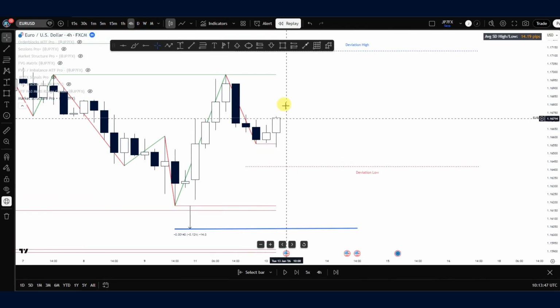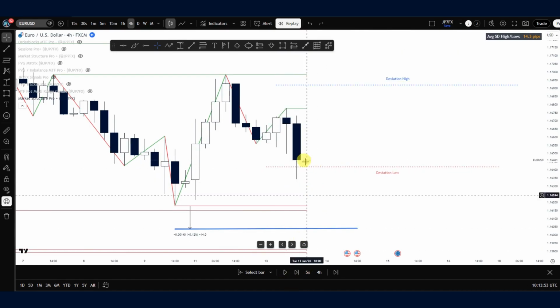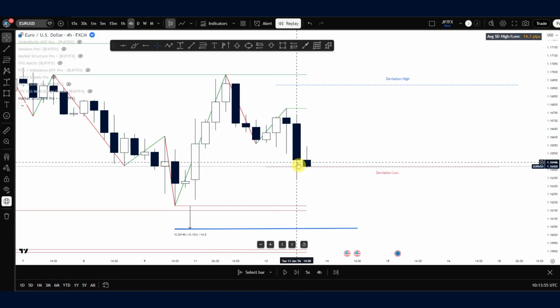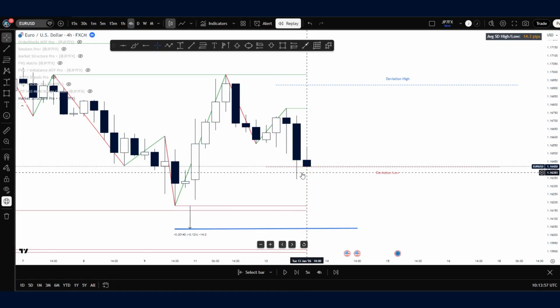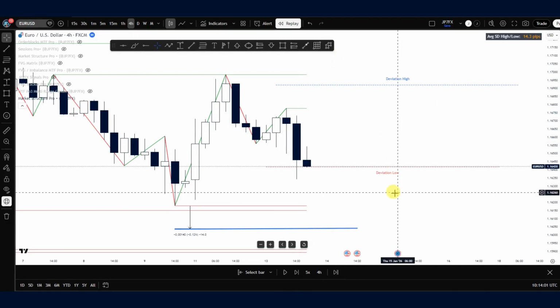So I'm looking for price, if this is going down, to at least come to this deviation low. And if we look at what price does, it comes down. It does react off that low, but it doesn't mean that it's going to react and now go up and hit the deviation high, and then come back to the deviation low. I mean, if I could create that, then I've created the holy grail.